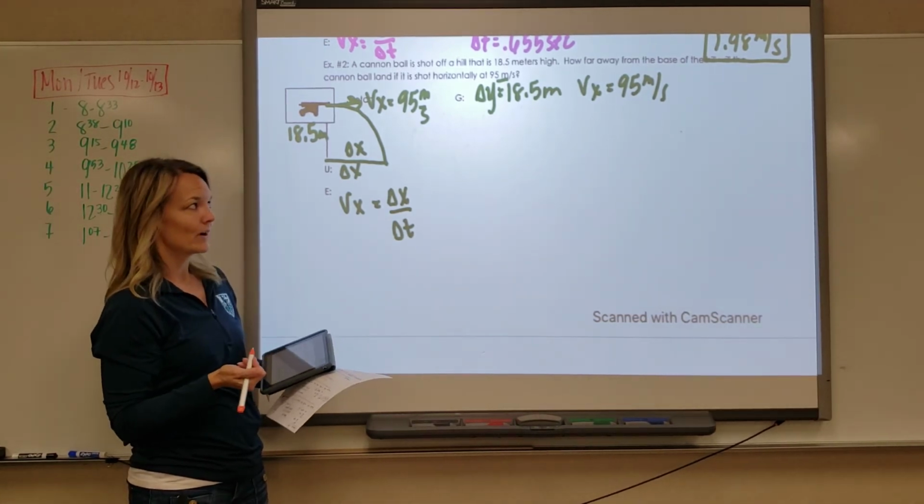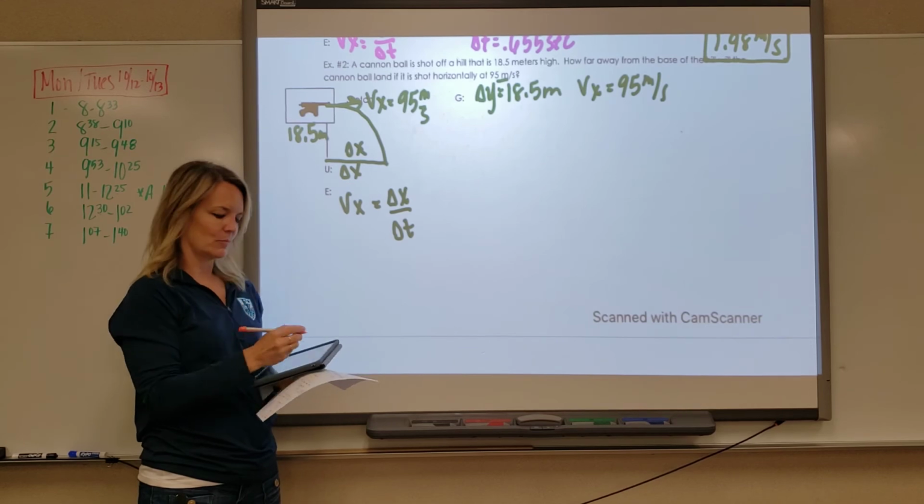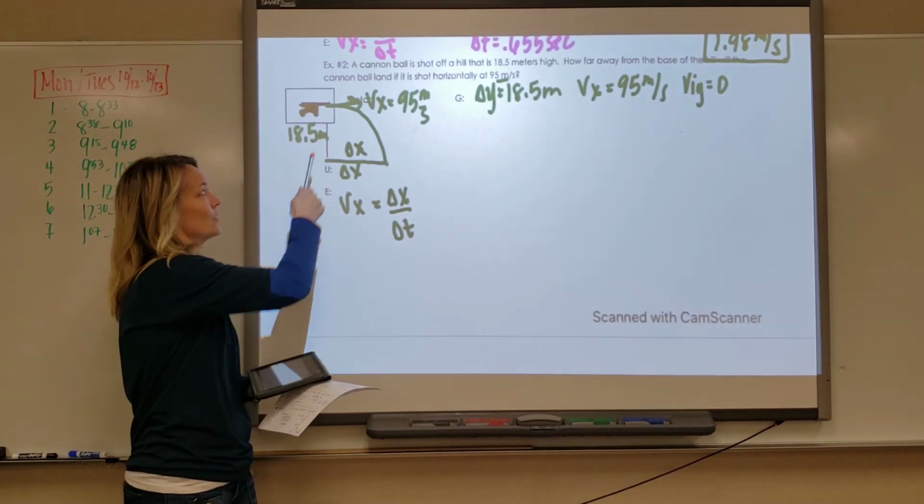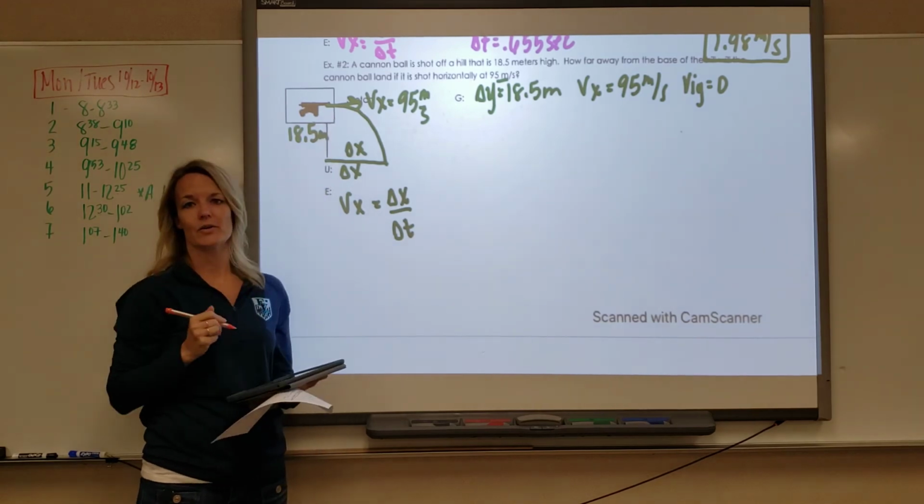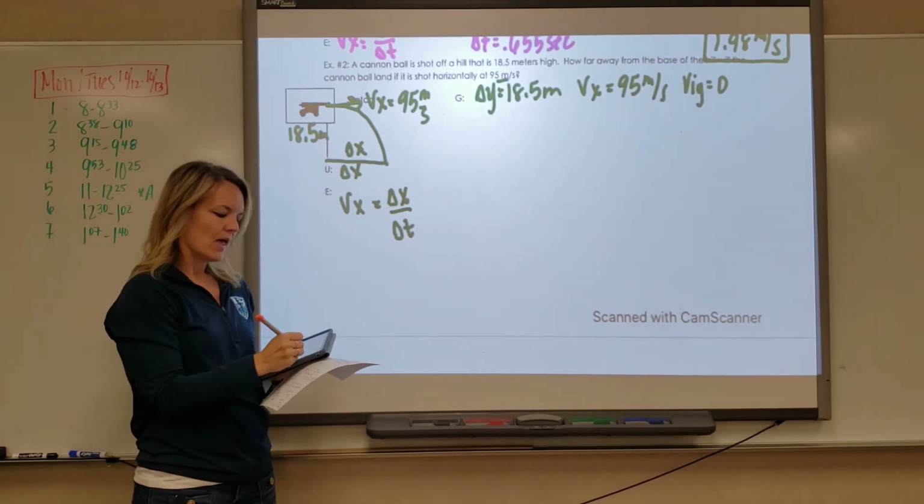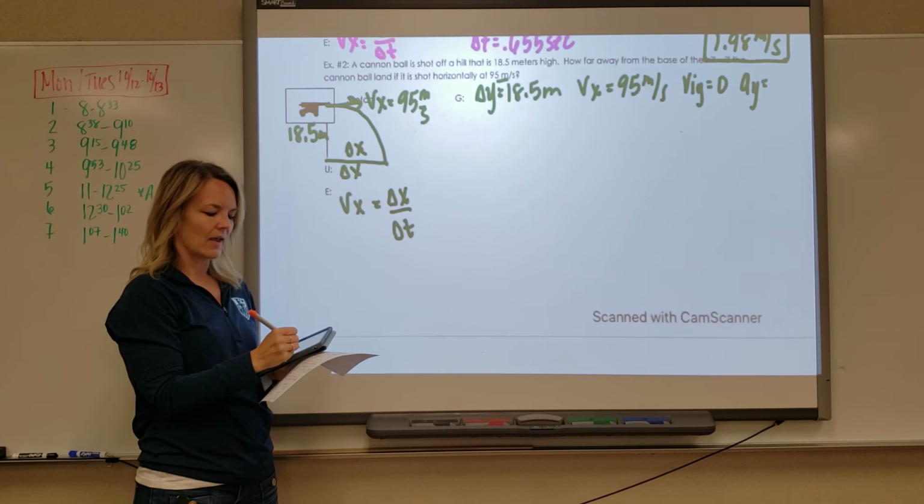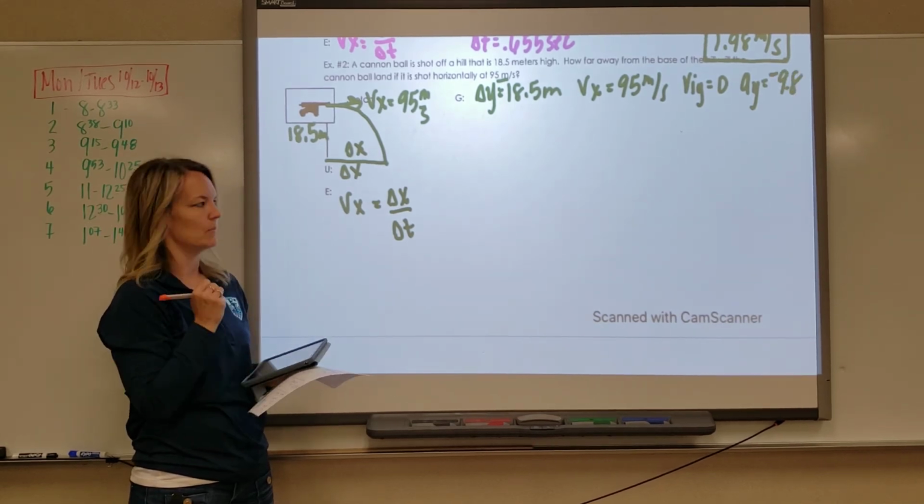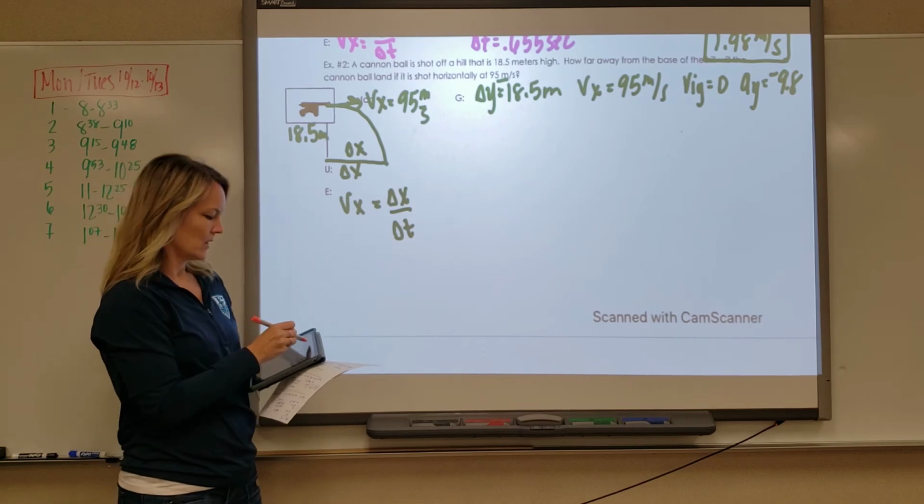I have 2 more variables that are always given for these problems. The v_iy is always equal to 0. That initial velocity in the y direction is always equal to 0. And the acceleration, a_y, in the y direction is always negative 9.8 meters per second squared.